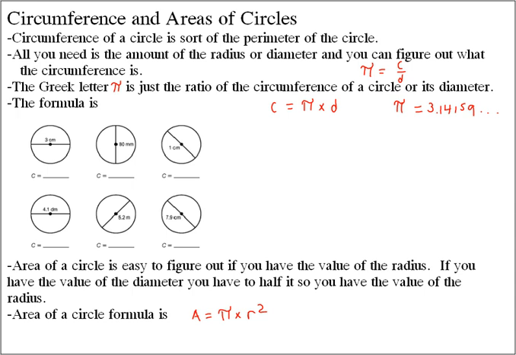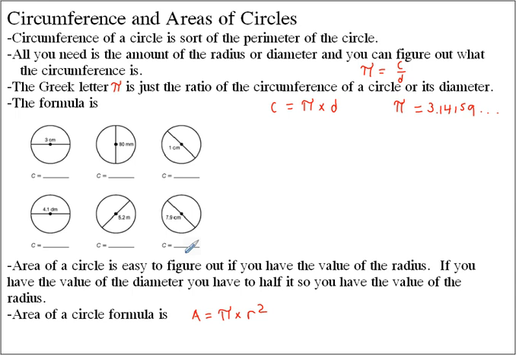Circumference and areas of circles. So the circumference of a circle is sort of like just the perimeter of the circle, so just the outside measure. If we look at any circle here, it's just the measure on the outside, right around there. But you can't measure it exactly because they're not straight lines.